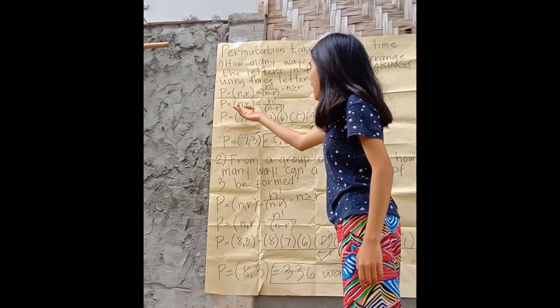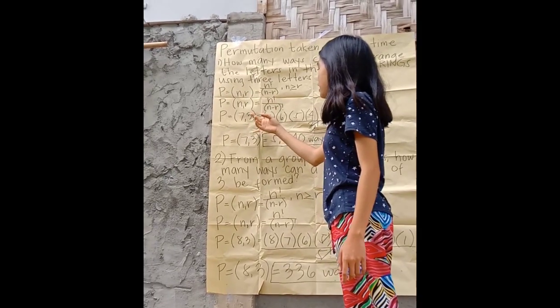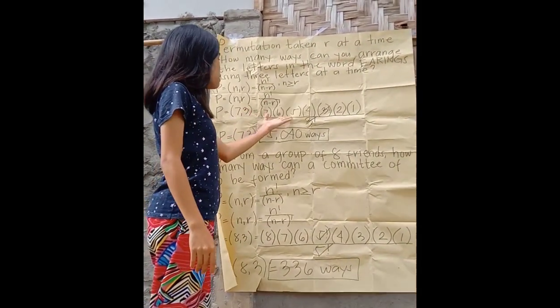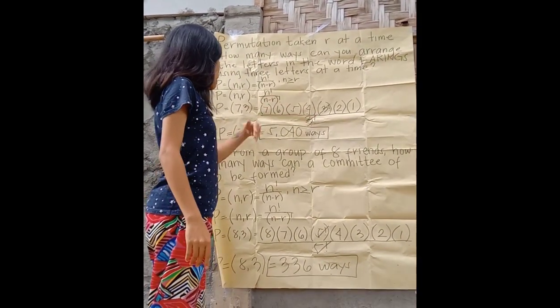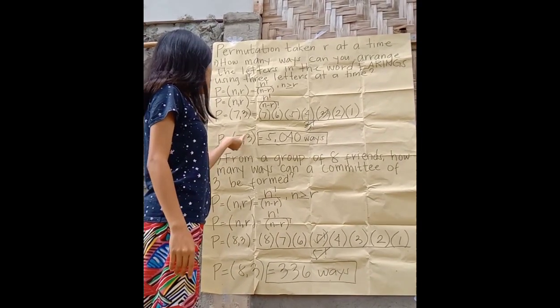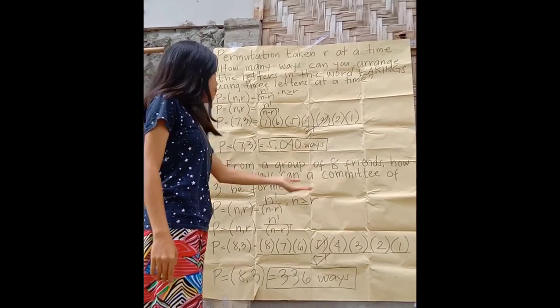P(n, r). So, the n here is 7. Then, the r is 3. So, 7 times 6 times 5. So, the answer is P(7, 3). So, the answer is 210 ways.